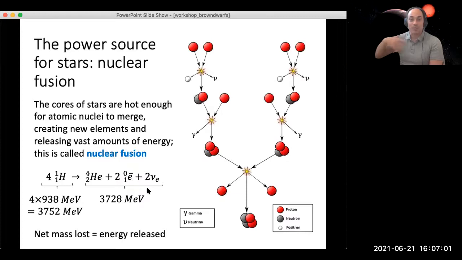On the right side of the equation are the products of those reactions, including the helium nucleus and a couple other things, a couple of anti-electrons or positrons, and a couple of neutrinos, electron neutrinos. These are additional kinds of particles that come out of this reaction. Their masses don't matter too much, but what does matter is that the mass on this side is at least a little bit less. It's 3728 MeV. And the difference between those two numbers, which is about 24 MeV or so, is just energy that's released as part of the reaction.